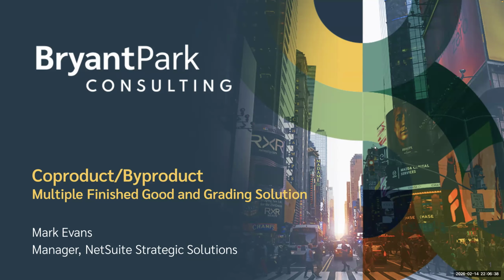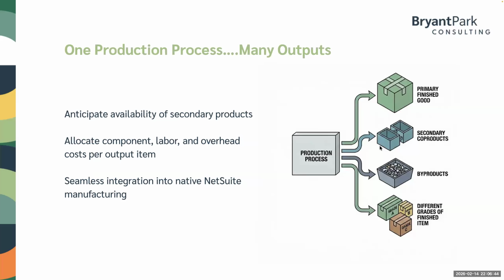Today, I want to walk you through Bryant Park's solution for co-products and byproducts. It is a fact that many production processes yield more than one finished good. Yet natively, a NetSuite work order has one assembly item assigned to it, and there's no good way to represent the fact that that work order produced multiple finished goods.